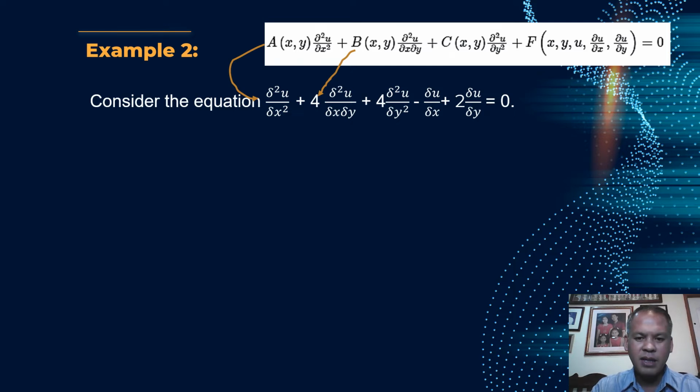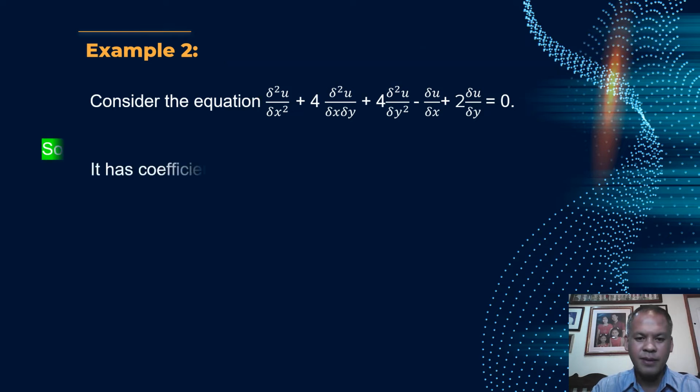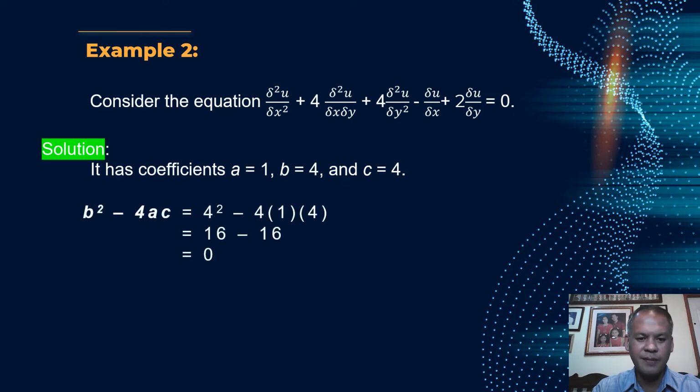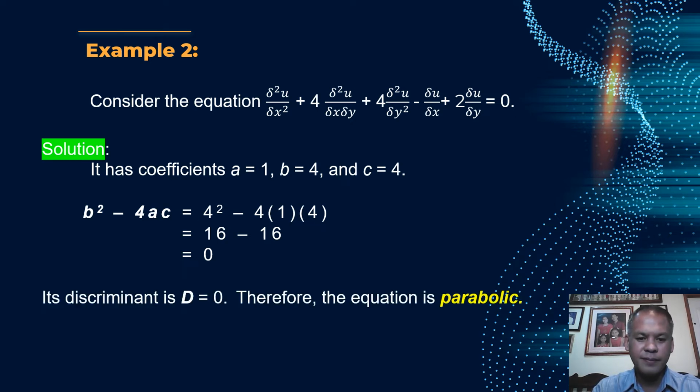Then b is 4, and c is also 4. So for the solution, we can say a is 1, b is 4, and c is 4. Substitute this to b squared minus 4ac, so we have 4 squared minus 4 times 1 times 4. This becomes 16 minus 16, which is equal to 0. And since the discriminant is equal to 0, therefore the equation is parabolic.